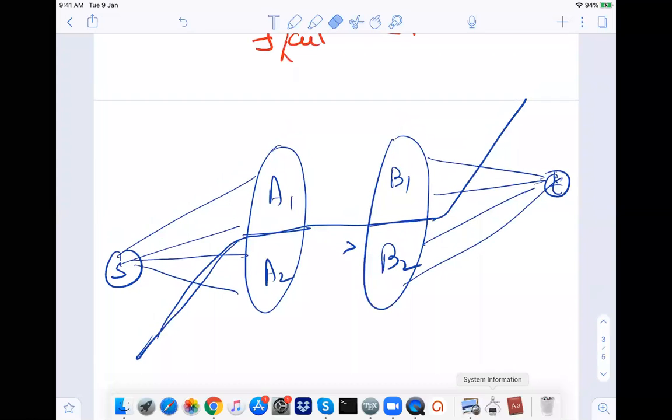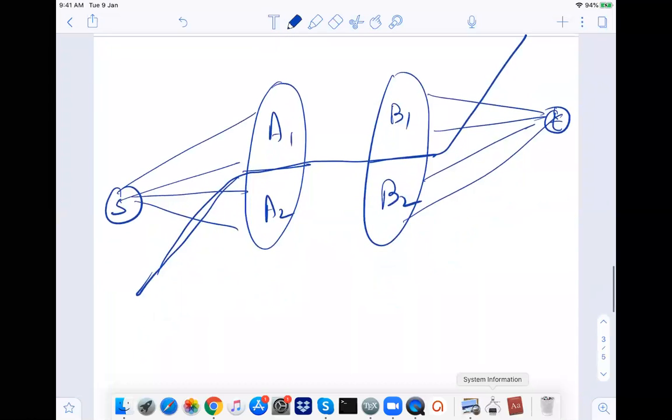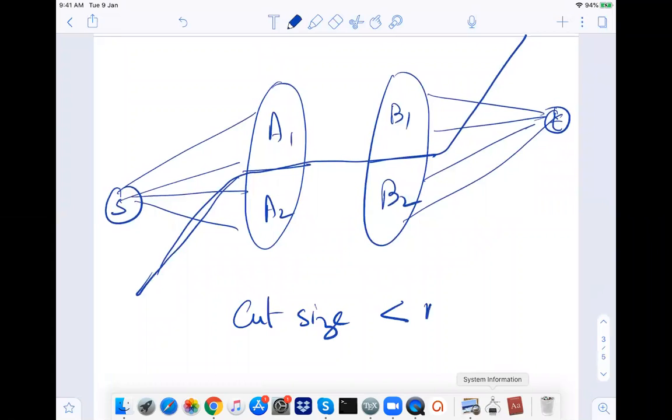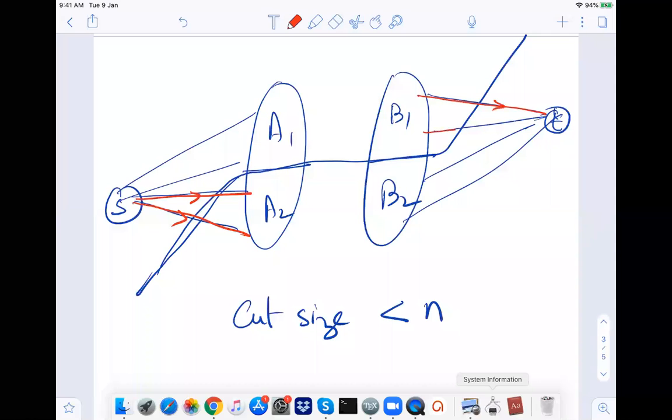So this is the cut, okay? And what I am guaranteeing you is that the cut size is strictly less than n. Let's try to understand this cut size. What are the edges that it is cutting? First of all, the edges that it is cutting are in C, right? It is this set of edges, going from the S side to the T side. And it's this set of edges that they are cutting.